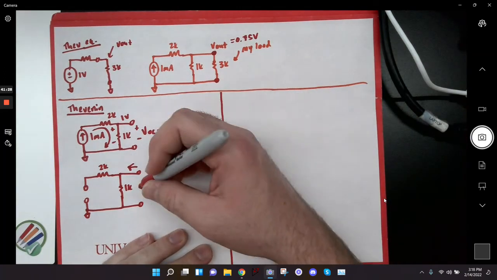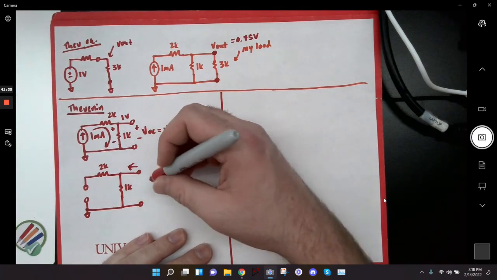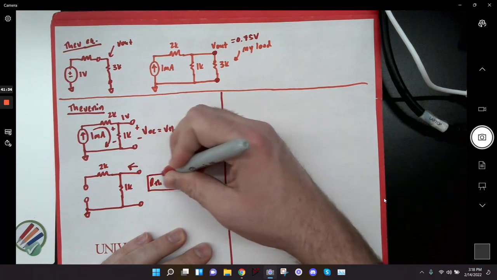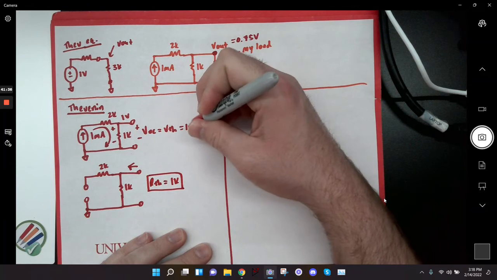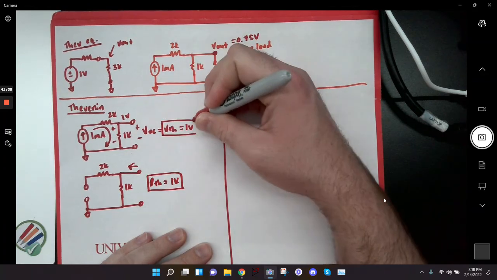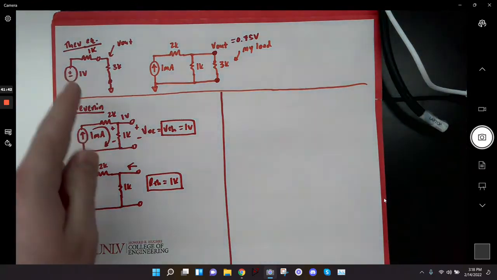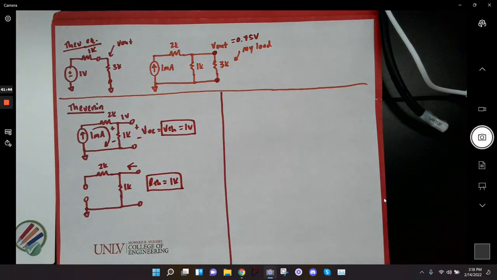So I go ahead and I say our Thevenin is equal to 1K. Let me just write that too. So I write 1K right here. And now my Thevenin equivalent is done. My Thevenin equivalent is done.